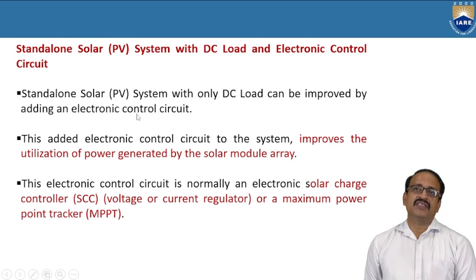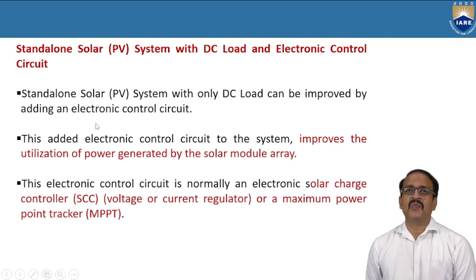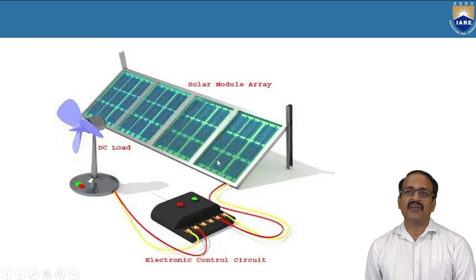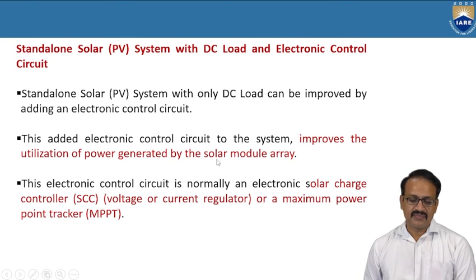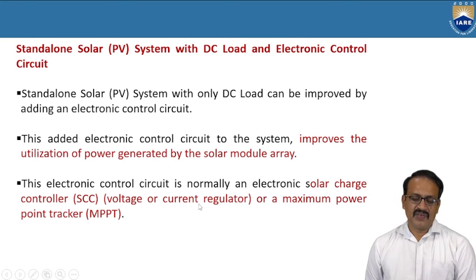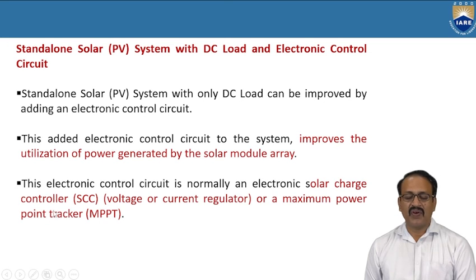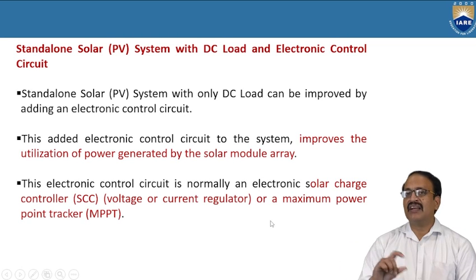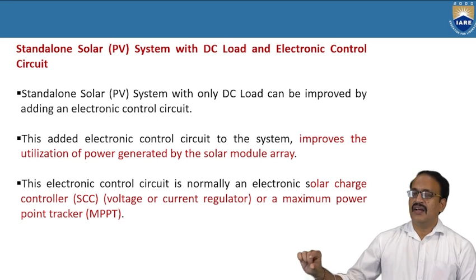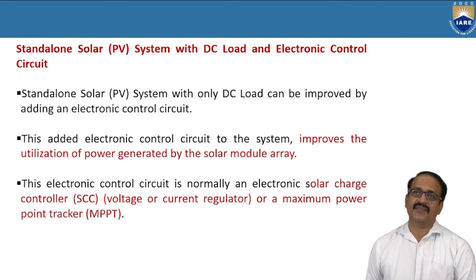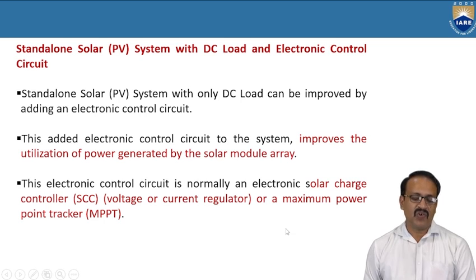So the standalone system with only DC load can be improved by adding an electronic control circuit. This added electronic control circuit improves the utilization of power generated by the solar module array. The electronic circuit is normally the electronic solar controller. So it is a controller, or we can say a voltage or current regulator, which will regulate according to the equipment which we have connected, or a maximum power point tracker.